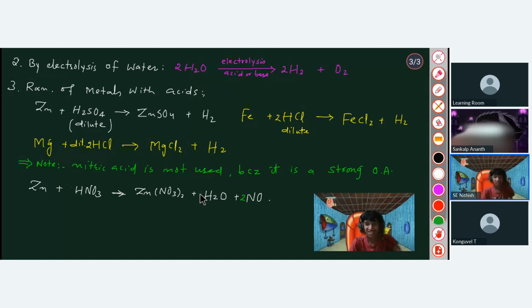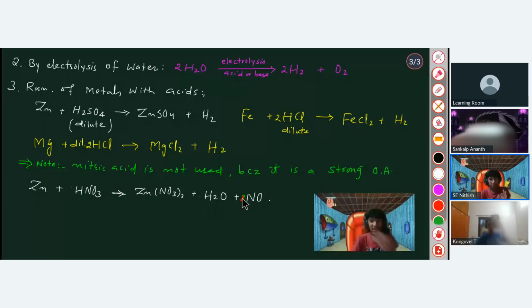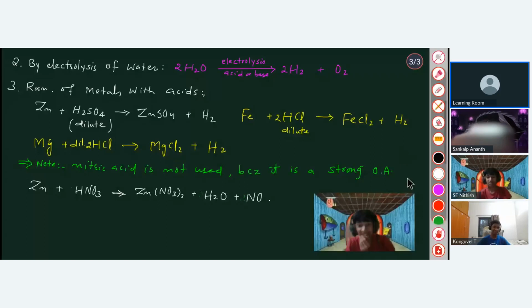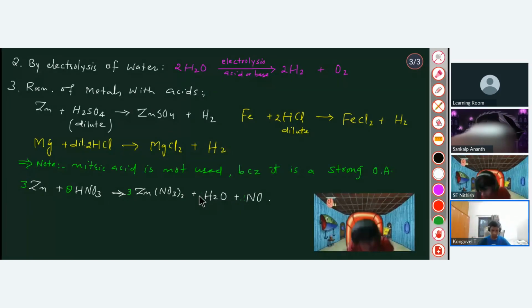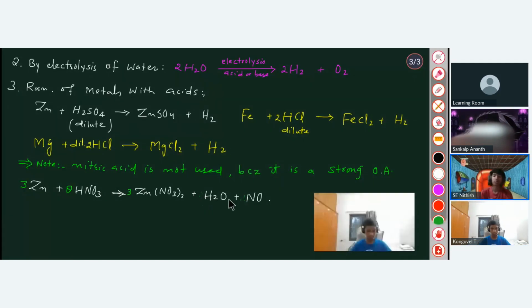So I got it as 3Zn plus 8HNO3 and then 3Zn(NO3)2 plus 2NO plus 4H2O. Okay, 3 times Zn, 8 times HNO3, then 3Zn(NO3)2, plus 2NO, plus 4H2O.